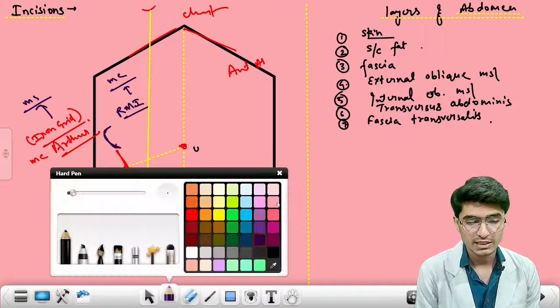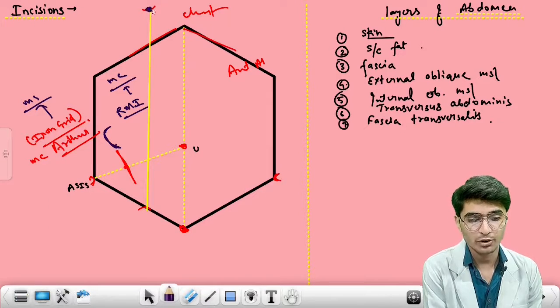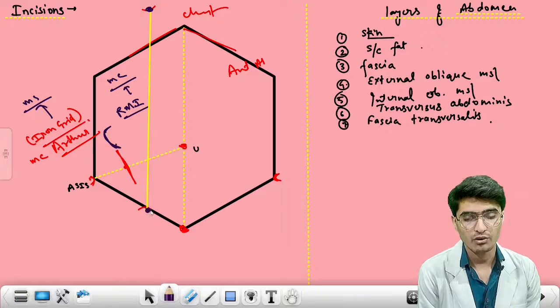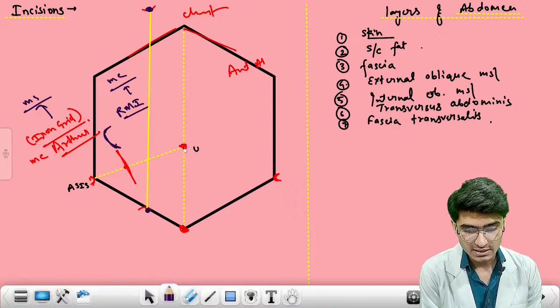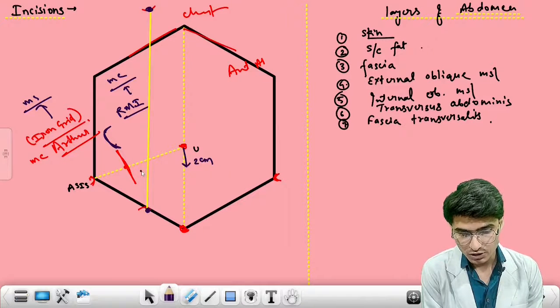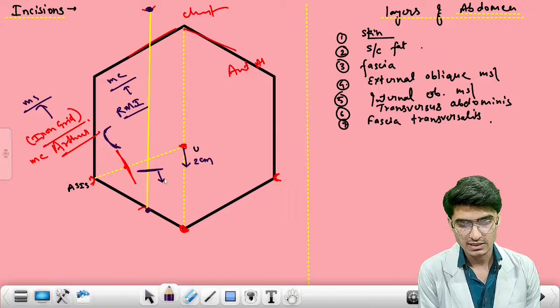First one is the midpoint of clavicle, and this is the midpoint of the inguinal ligament, right? So this is the line, and this is 2 centimeters below the umbilicus, and take an incision over this point. So this is the third incision, that is the Lanz incision here.